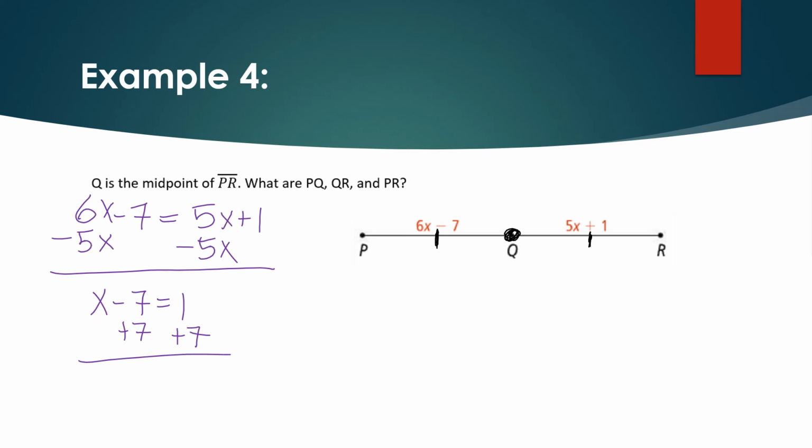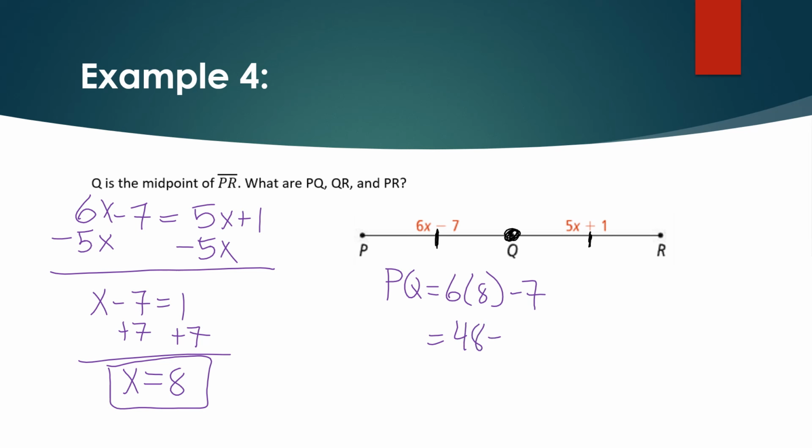Add 7 to both sides, we're going to get that x equals 8. So again, we don't want to make the rookie mistake of just calling it a day here. We need to take our 8 and plug in for x. So for PQ, it's going to be 6 times 8 minus 7. 6 times 8 is 48 minus 7, so we're going to get 41.